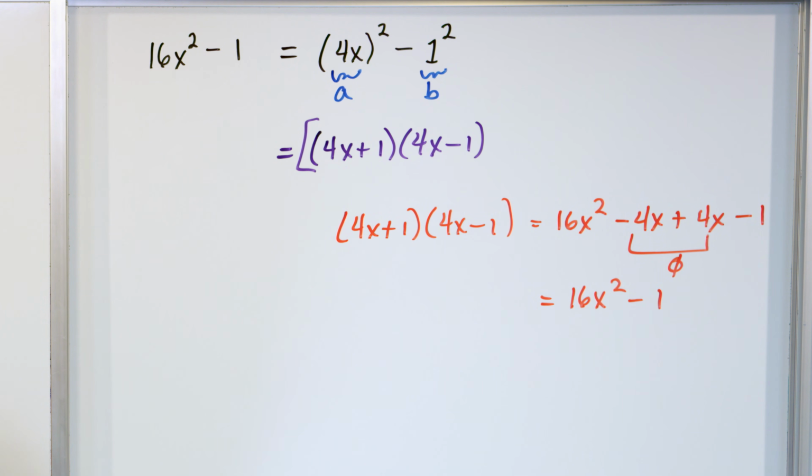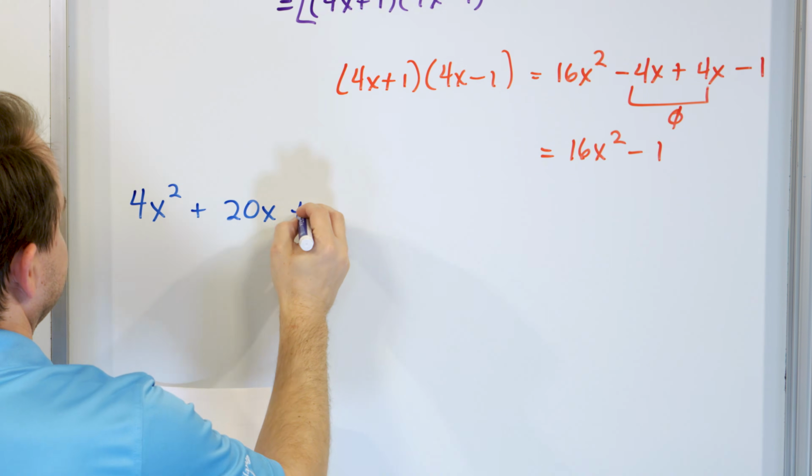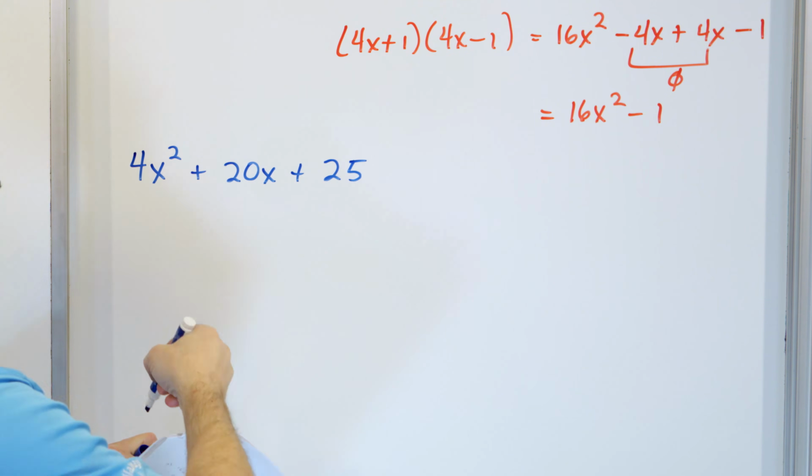All right, let's see what else we have here. Just a few more problems to get a little practice. Two more, actually. We're going to have a trinomial here. Let's see if it's a perfect square trinomial. We have 4x squared plus 20 times x plus 25. And I say factor this trinomial.